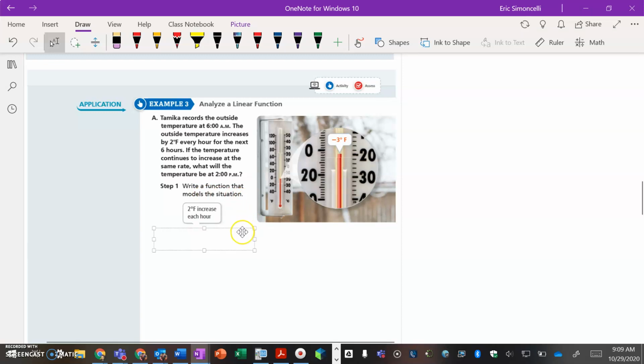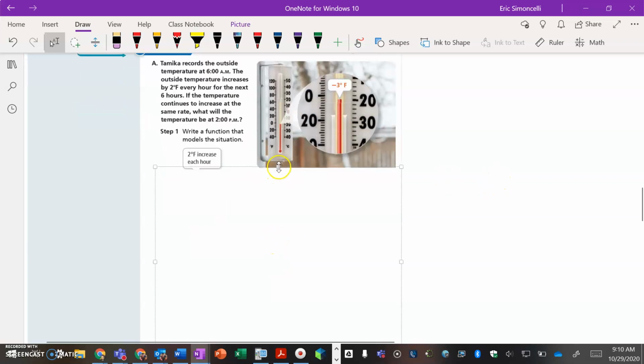And again, as we denoted in the directions, there is a 2 degree Fahrenheit increase each hour. So that is a rate. If you think about it in terms of slope, we'll make that connection as well. But keep that in mind. There is a change of 2 degrees per hour. It's an increase. All right, if we continue on here.